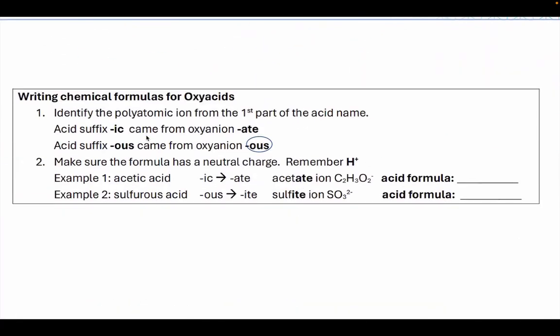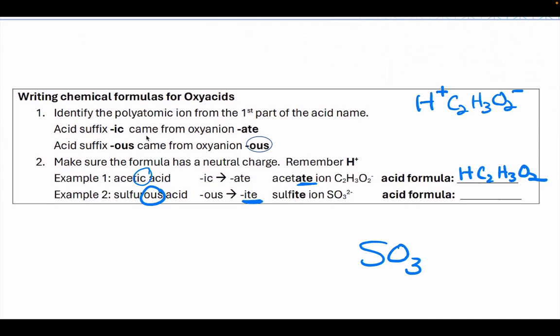So here's some others that kind of lead you. So ic comes from ate, acetate, and it's with hydrogen. And it's just going to be a 1-to-1 ratio. This one, us, comes from ite. So I look for sulfite with hydrogen, crisscross, H2SO3.